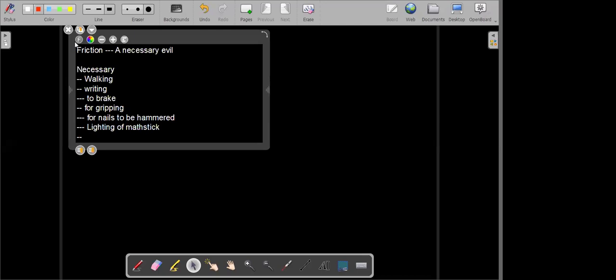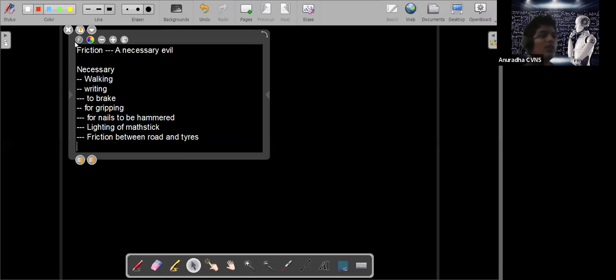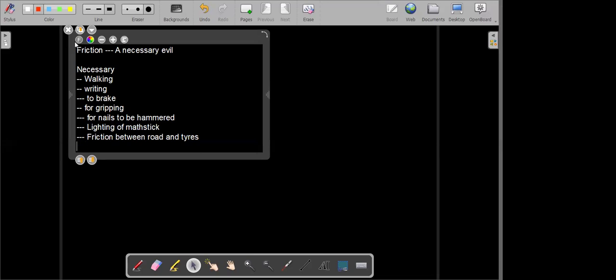Then we need friction between road and tires. Sir, it is important to produce static electricity, because it involves two objects rubbing each other. Static electricity. Anything else?